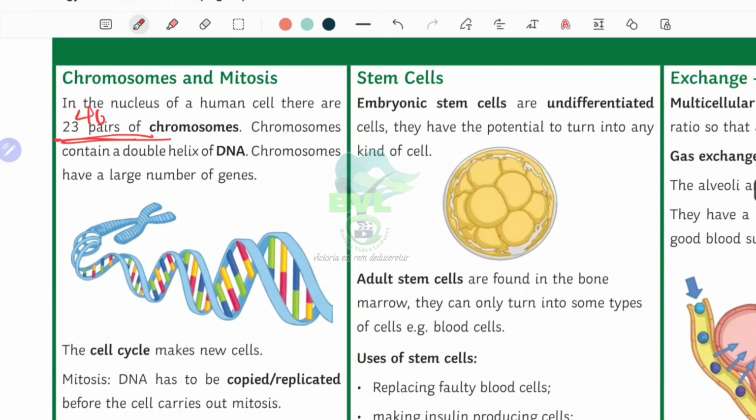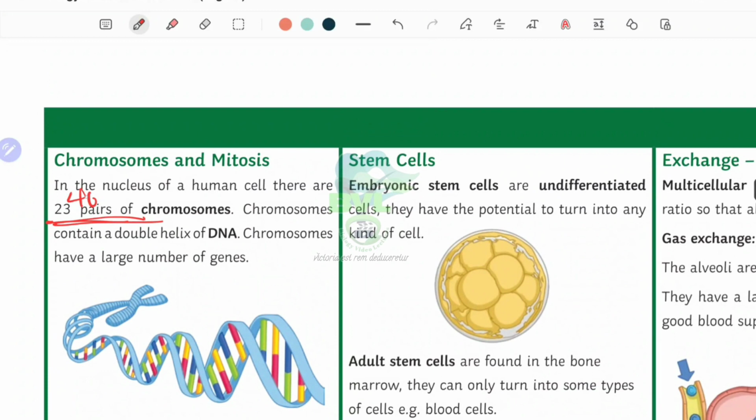But you should know that a reproductive cell, like a sperm cell or egg cell or any reproductive cell, is going to have half of what the other cells have. So that means it's going to be 23 chromosomes in each of the cells. It's not going to be pairs. That's very important for you to know.